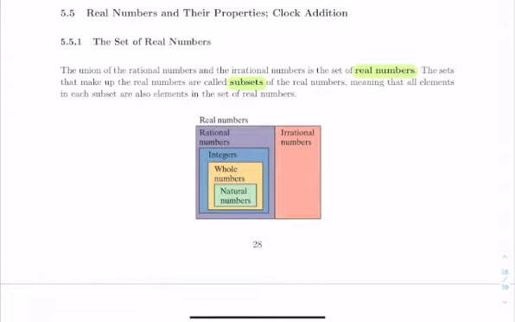So in the diagram below, you can see that the big square encompasses the rational numbers and the irrational numbers. And then the rational numbers purple square, we break it down into subsets. We have the integers, which encompasses the whole numbers, and the whole numbers encompasses the natural numbers. So you can see how they fit within each other using the diagram.